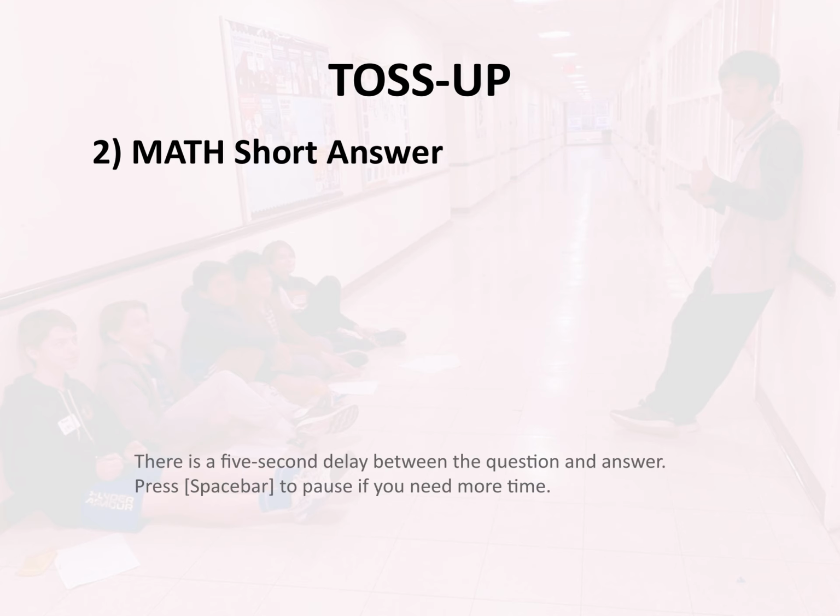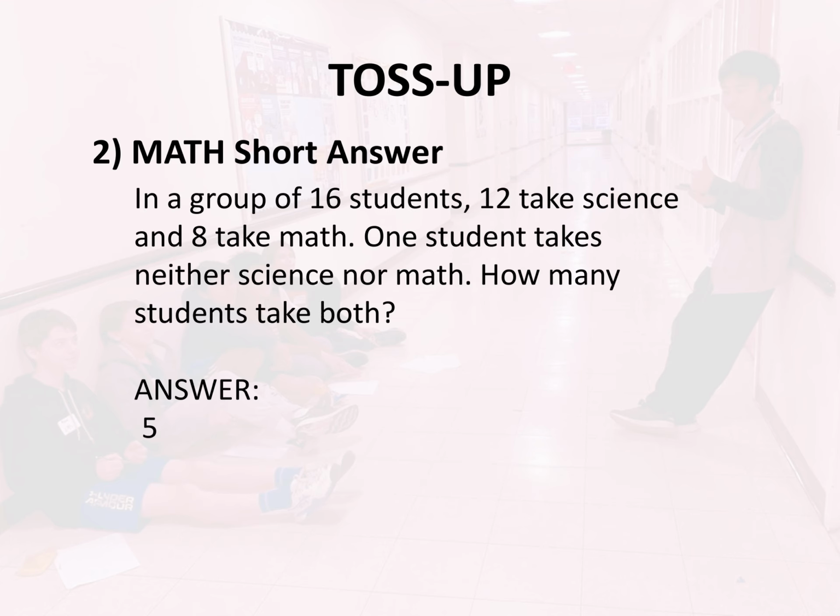Toss-up 2. Math. Short answer. In a group of 16 students, 12 take science and 8 take math. One student takes neither science nor math. How many students take both? Answer: 5.